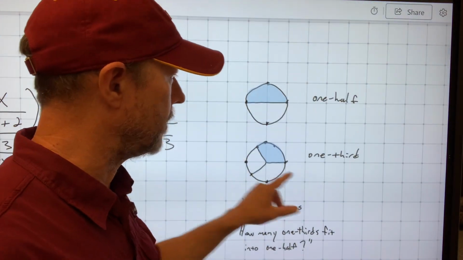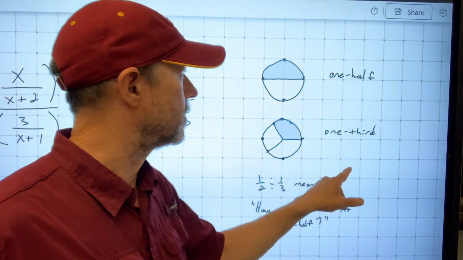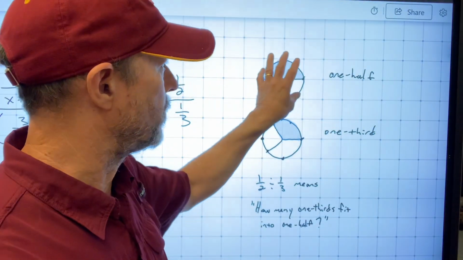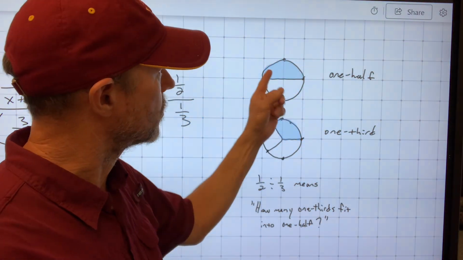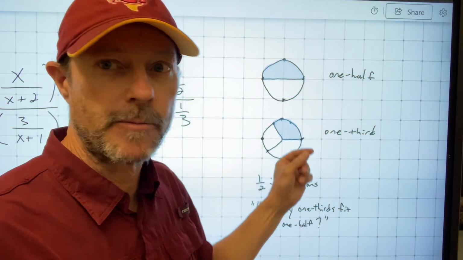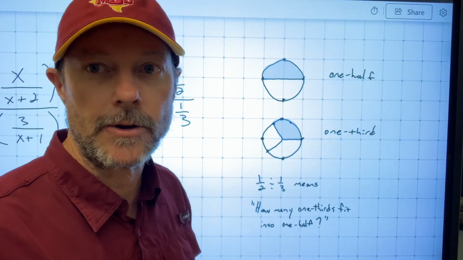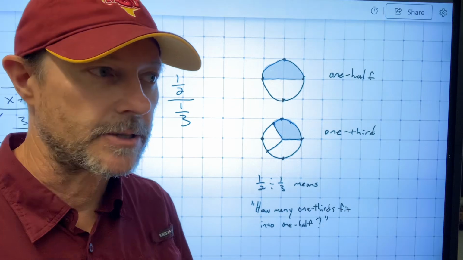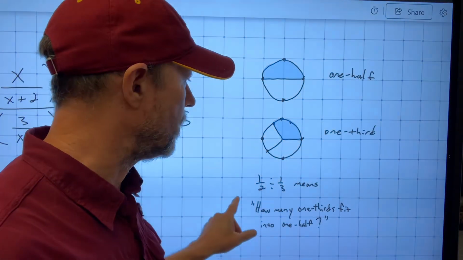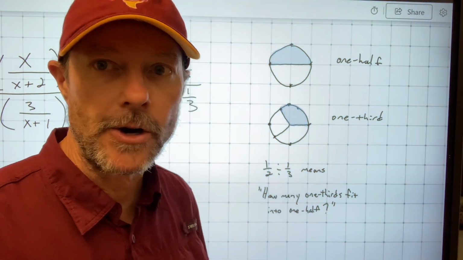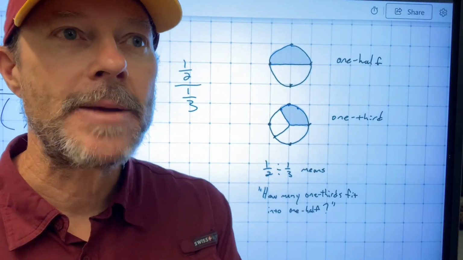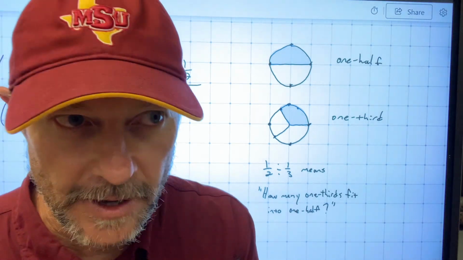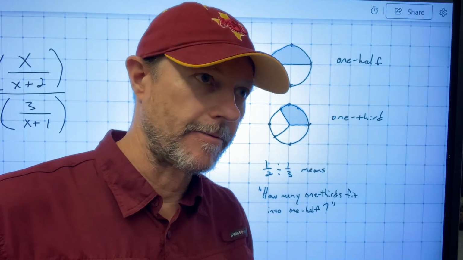So let's think a little bit about some pizzas. So let's say we have a pizza and we cut it in half. We have a pizza and we cut it into thirds. So here I've highlighted 1/2 of a pizza and here I've highlighted 1/3 of a pizza. Assuming the pizzas are the same size, then the question, 1/2 divided by 1/3, what does it mean? 1/2 divided by 1/3 means how many 1/3s will fit into 1/2?